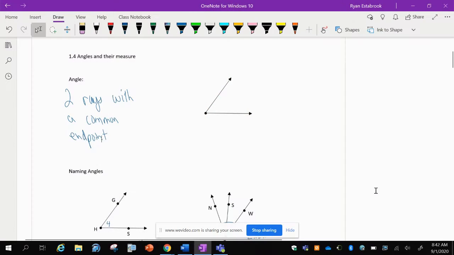Section 1.4 in honors geometry, we're looking at angles and their measure. First of all, we wanted to define what an angle is. The precise definition is that it is two rays with a common endpoint. Now, that is the technical definition.